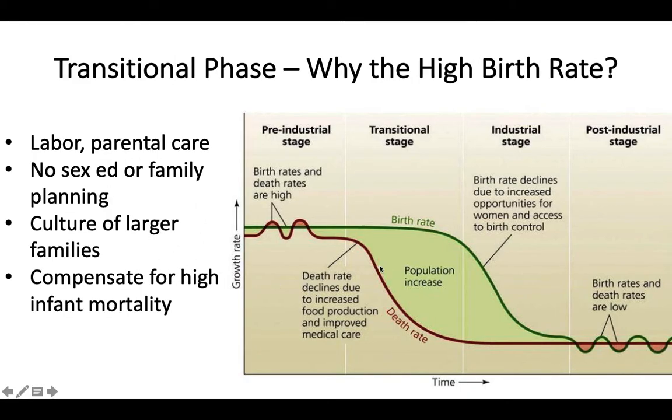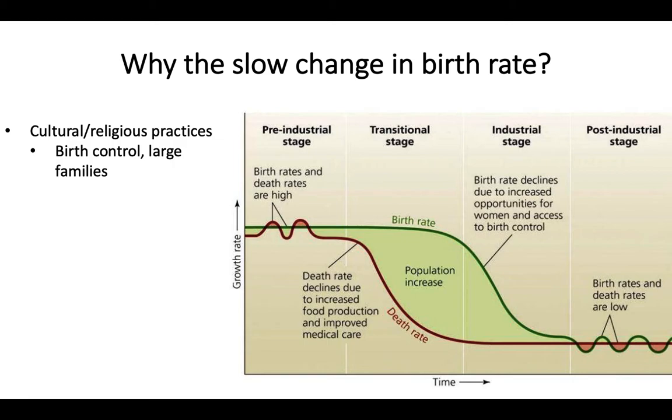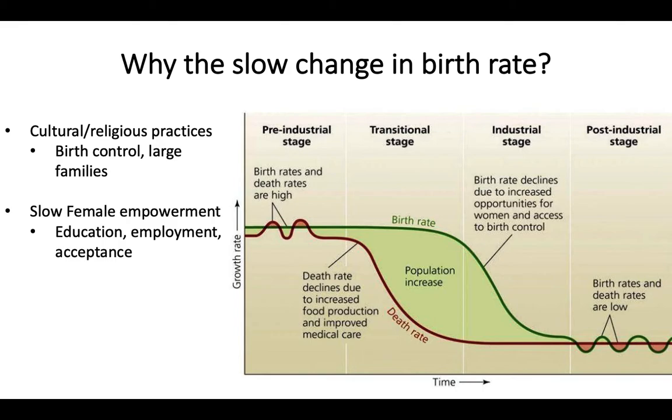So those are a variety of reasons why the birth rate is so high here, but eventually it does start to drop, and it drops rather slowly. It doesn't drop super fast compared to the death rate. And why might that be? Similar reasons to what we were just talking about. There could be cultural or religious reasons that value having large families or prohibit things like birth control, right? Some religions may inhibit the use of contraceptive devices or family planning and things like that.